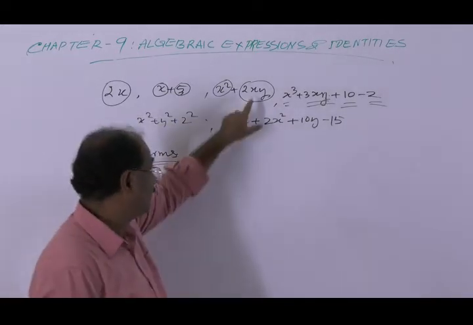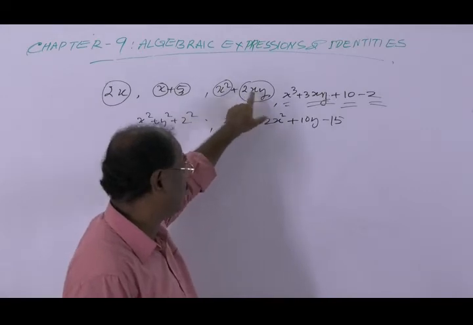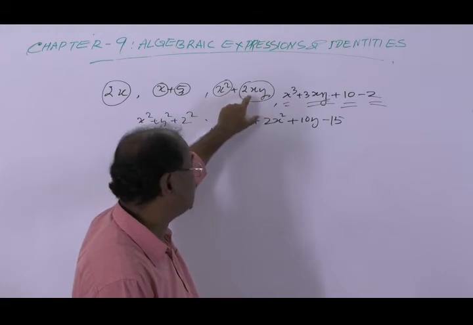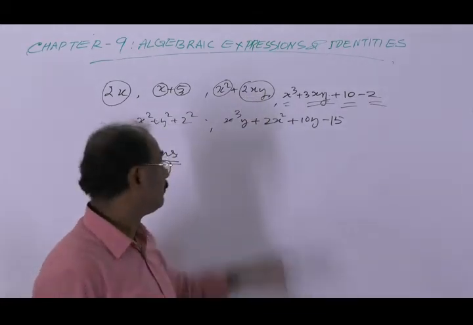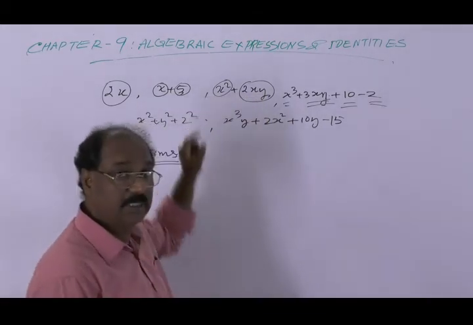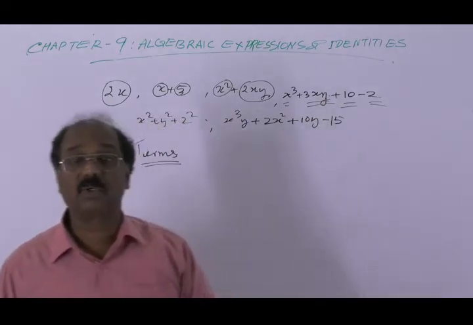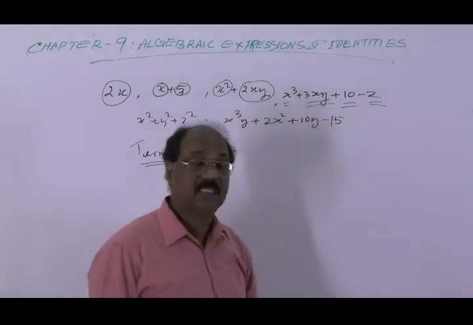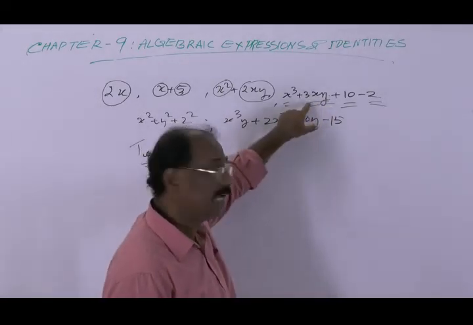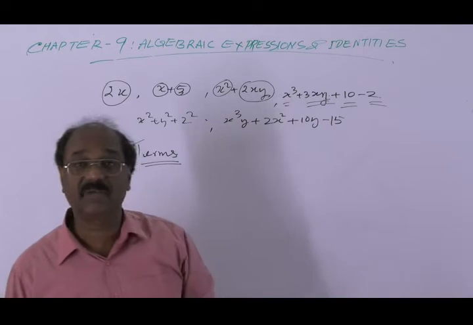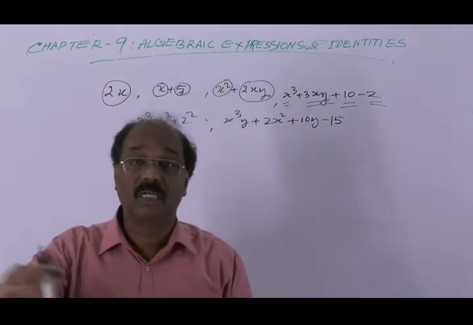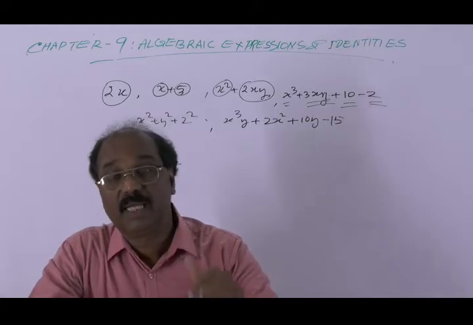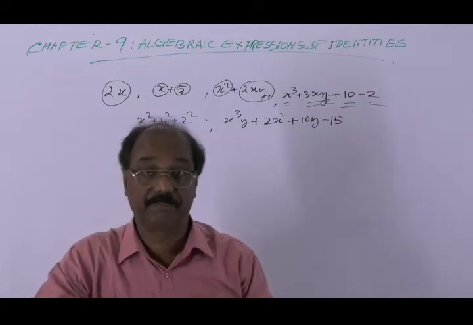Similarly, in this expression, 2, x and y are factors of the term 2xy. Consider this term x squared. x is a factor of that term. Consider this 3xy, a term of this expression: 3 is a factor, x is a factor, y is a factor. So these are all factors of a term of the expression.